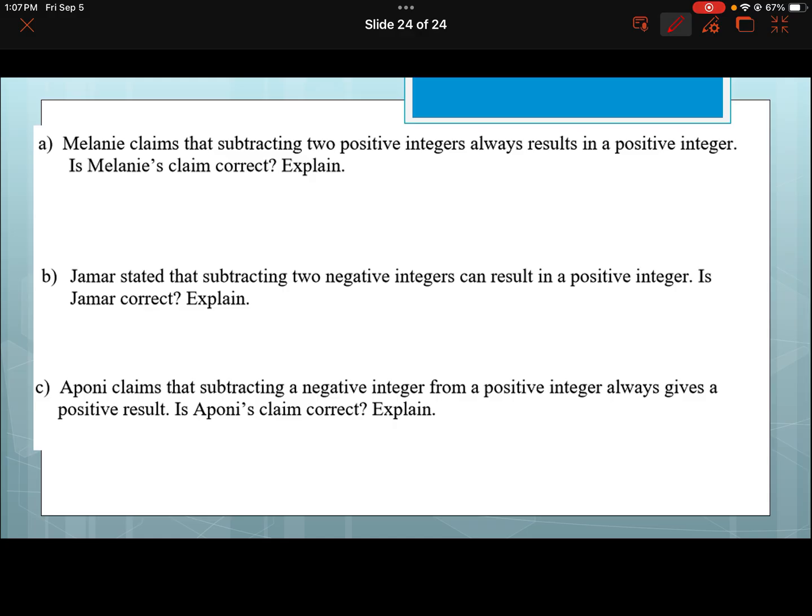Menley claims that subtracting two positive integers always results in a positive integer. Let's have a look. 5 take away 3 results in a positive integer, so obviously that's the case. But if I switch those numbers, I get -2. So always again, no. She claims that always is no.